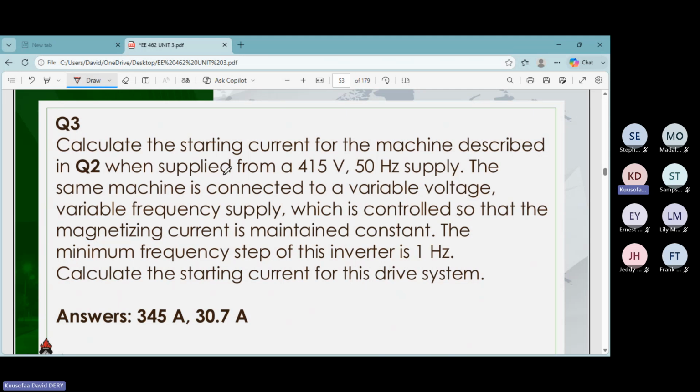So the third part of the question says we should calculate the starting current for the motor described in Q2 when it is supplied from a 415 volts, 50 hertz supply. The same machine is connected to a variable voltage frequency supply, which is controlled so that the magnetizing current is maintained constant and the minimum frequency step of this inverter is 1 hertz. We should calculate the starting current for this drive system.